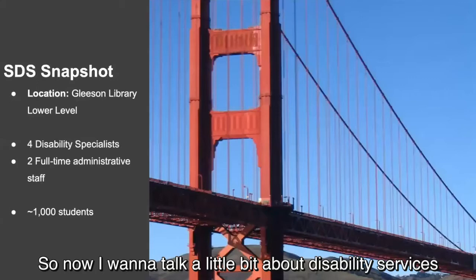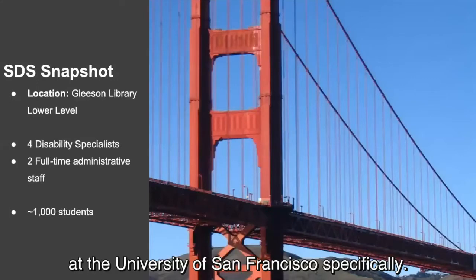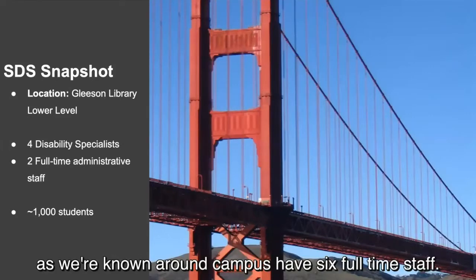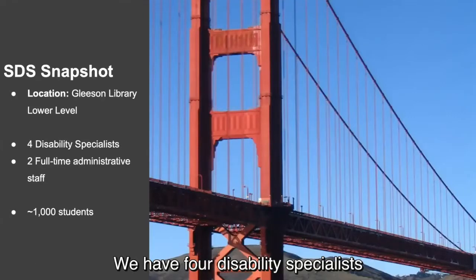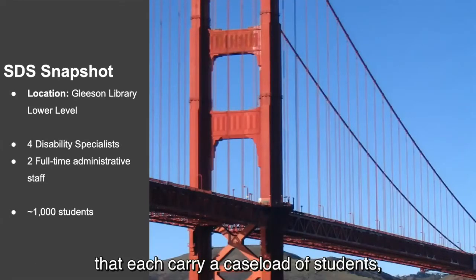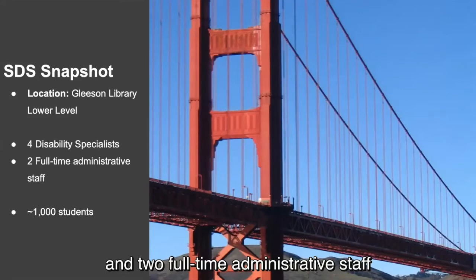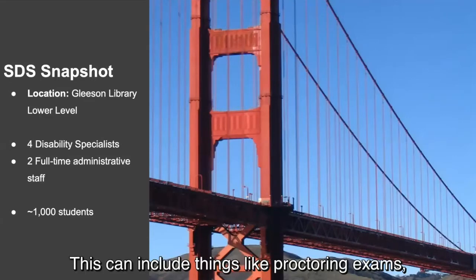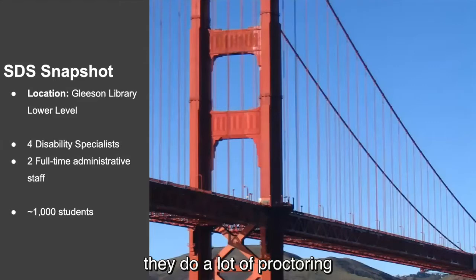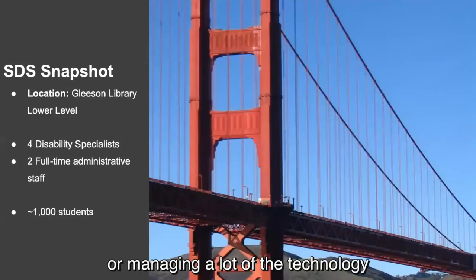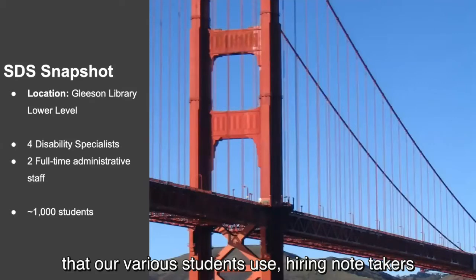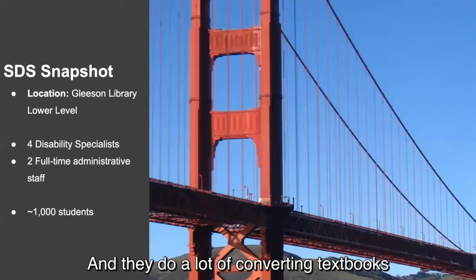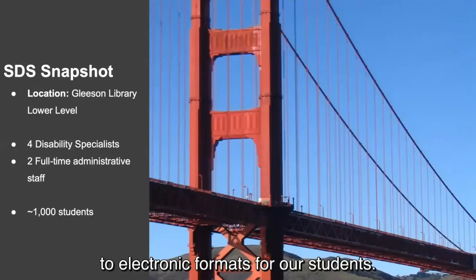So now I want to talk a little bit about disability services at the University of San Francisco specifically. Student Disability Services, or SDS as we're known around campus, have 6 full-time staff. We have 4 disability specialists that each carry a caseload of students, and 2 full-time administrative staff that implement almost all of our accommodations for all of our students. This can include things like proctoring exams, they do a lot of proctoring, or managing a lot of the technology that our various students use, hiring note takers or scribes or readers or that sort of thing. And they do a lot of converting textbooks to electronic formats for our students.